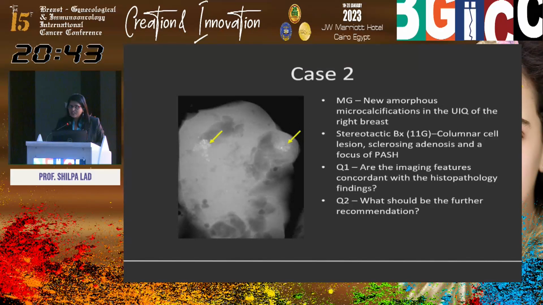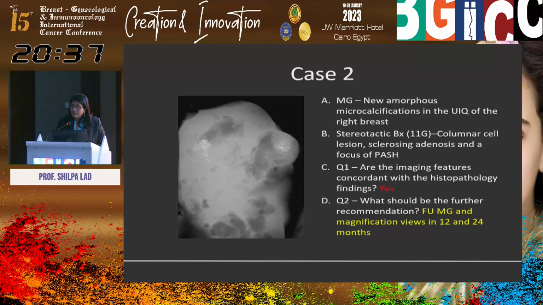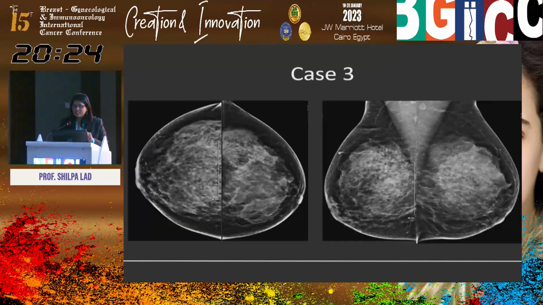Are the imaging findings concordant with the histopathology, and do we need to do something more? This is considered concordant. Yes, columnar cell change, sclerosing adenosis, PASH, everything can look like this. And this is definitely not a high-risk lesion. Therefore, the patient was recommended to go back to routine screening.